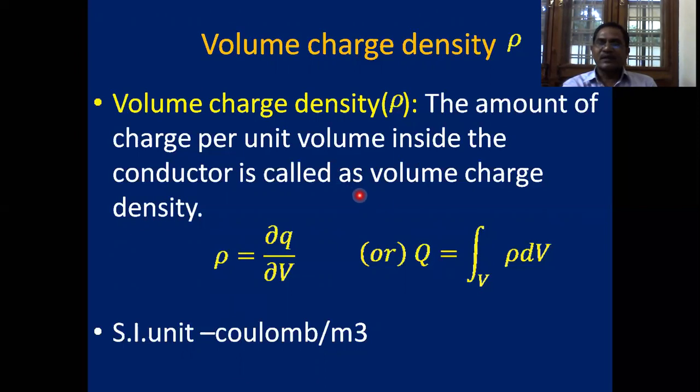It is denoted with the letter rho. Rho equals charge per unit volume, so we write dq by dv or dou q by dou v. From this, dou q equals rho into dou v, then q equals the volume integral of rho dv. So this is the volume charge density, rho equals dou q by dou v. From that we write the total amount of charge flowing through the given conductor having volume v as the volume integral of rho into dv. Here the SI unit is coulomb per meter cube.